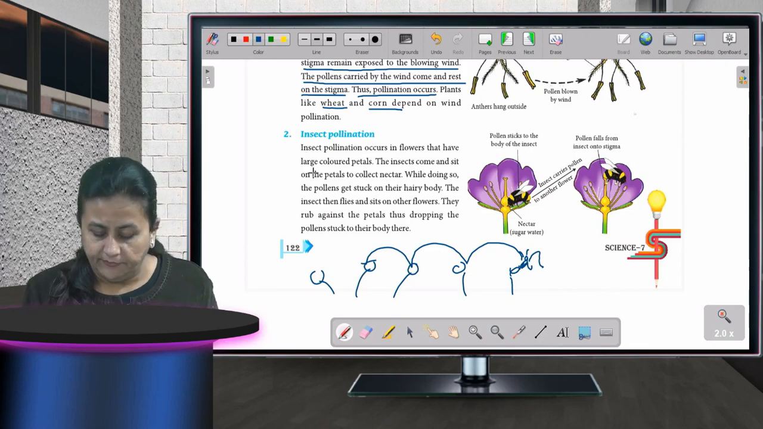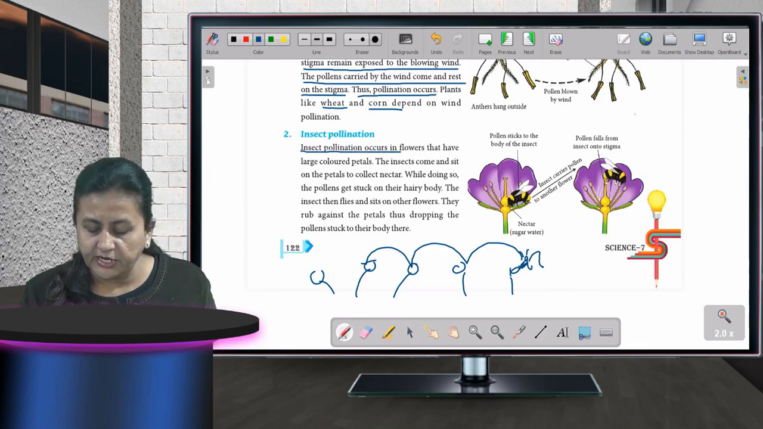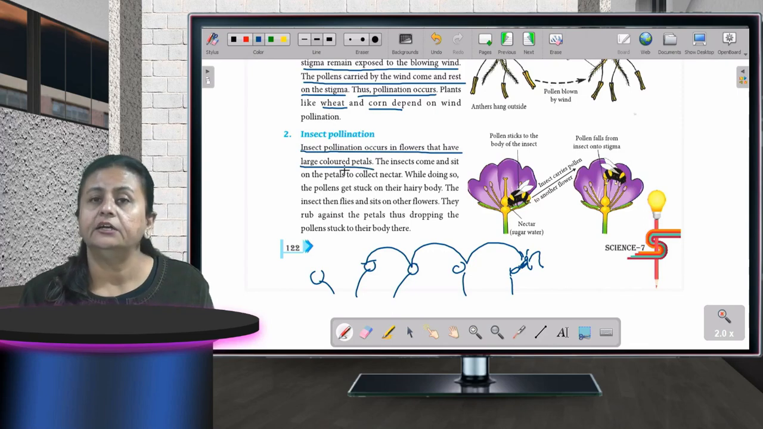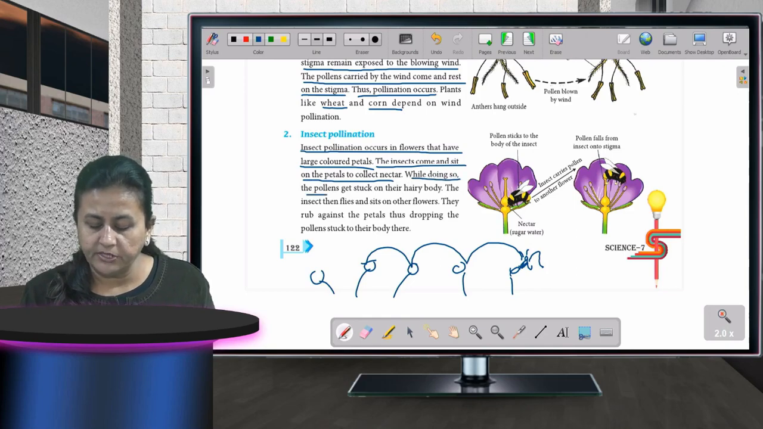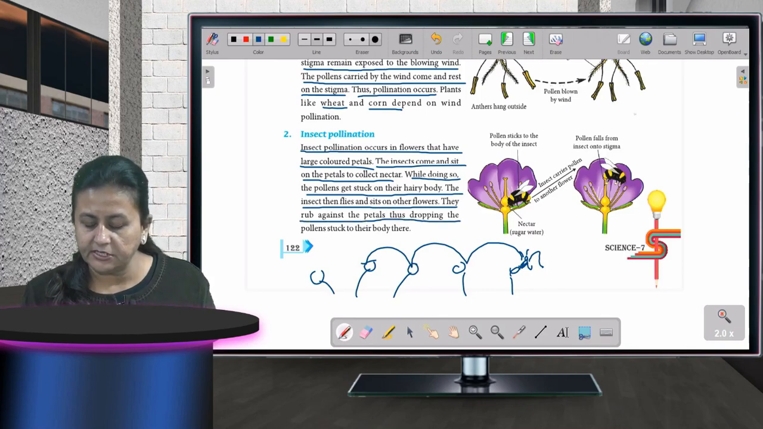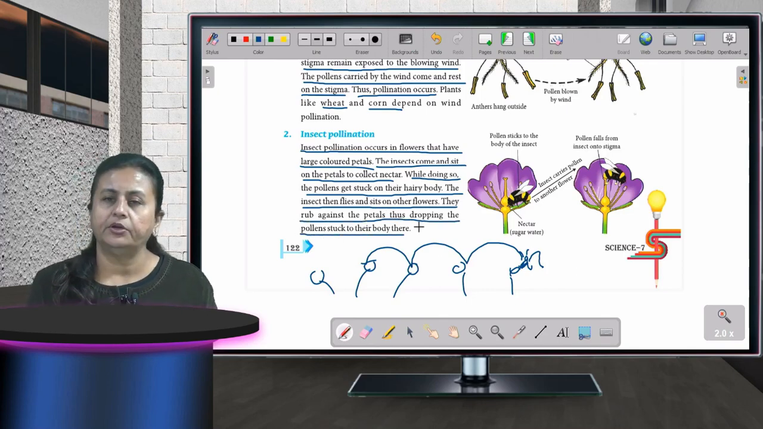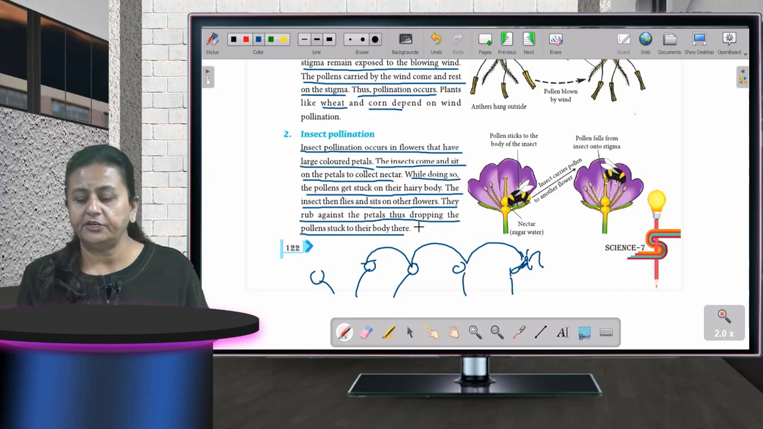So insect pollination occurs in flowers that have large colored petals. The insects come and sit on the petals to collect nectar. While doing so, the pollens get stuck on the hairy body. The insect then flies and sits on the other flowers. They rub against the petals, thus dropping the pollen stuck on their body there. That I have already explained to you.